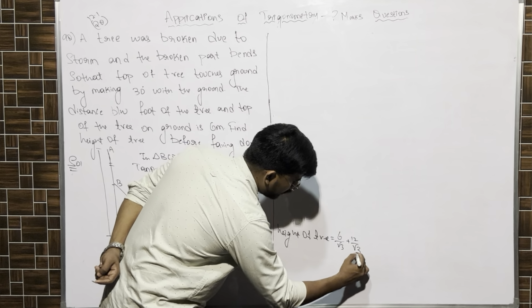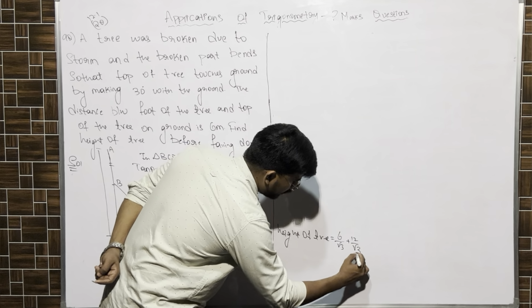Can we leave the root in the denominator? No. We have to multiply by root 3 and divide by root 3. 18 into root 3, 18 root 3 by root 3 into root 3. Root 3 whole square is 3. 3 sixes are 18, so the answer is 6 root 3. Here you understood, right? In the denominator we are not supposed to leave the root. That's why we have to multiply. Basically rationalize the denominator, get rid of the root in the denominator. The final answer will be 6 root 3.